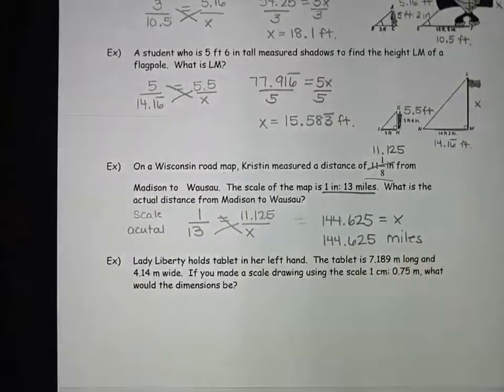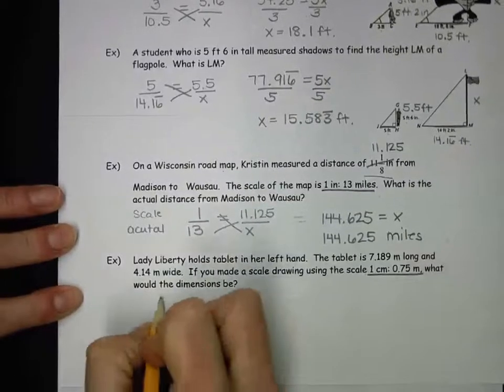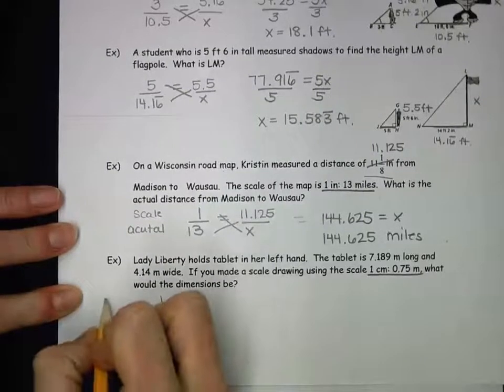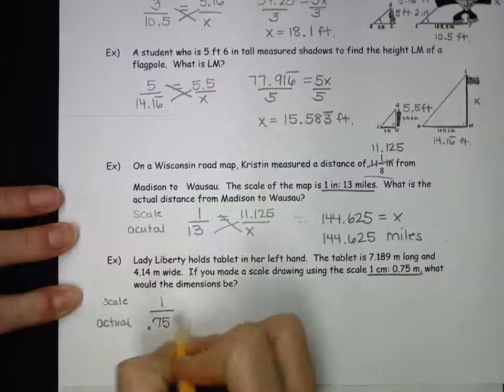In our next situation, we have Lady Liberty holds a tablet in her left hand. The tablet is 7.189 meters long and 4.14 meters wide. If you made a scale drawing using the tablet, saying 1 centimeter is 0.75 meters, what would the new dimensions be? The first thing I'm going to do is take this ratio and write it down.